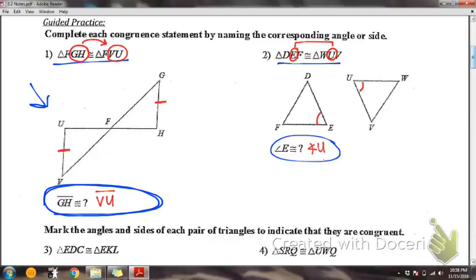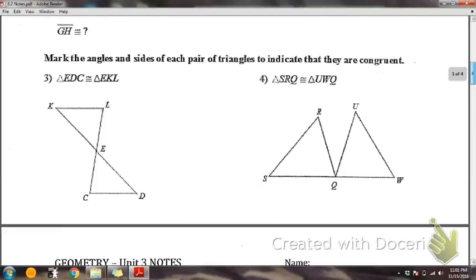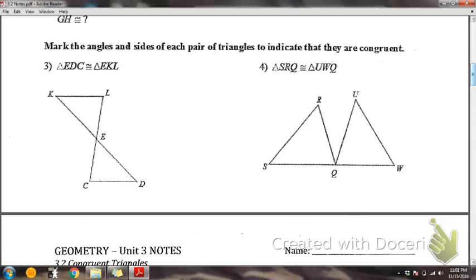So examples 3 and 4 say to mark the angles and the sides of each pair of triangles to indicate that they are congruent. So now they're giving me the congruency statement and they want me to mark everything up. Okay, so let's look at this. Let's start with our angles first. I know that angle E goes with angle E. Alright, well they're both in the middle, so I'm going to go ahead and mark them congruent. Angle E goes with angle E.